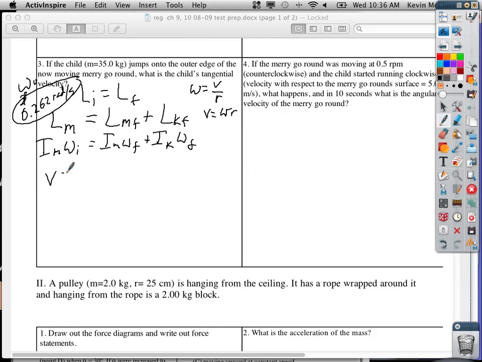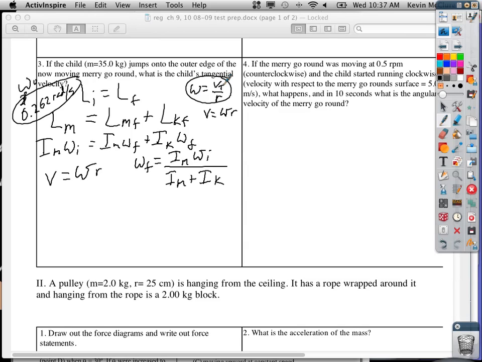Right? So v is equal to omega times r. So if I look here, I get omega final is equal to the merry-go-round's initial moment of inertia times omega initial over Im plus Ik. I put this in radians per second. Oh, well, this is just conversion. Remember this definition? Because what are they asking? They ask for tangential velocity, not for omega. They ask for VT.